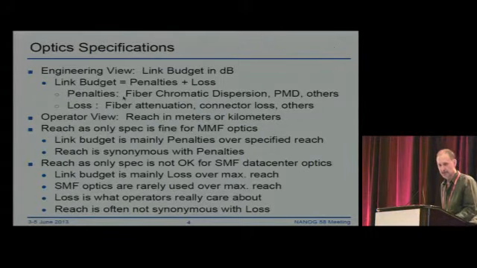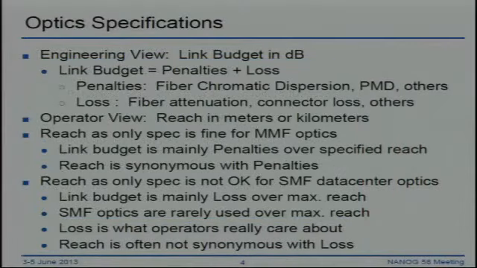One topic I'd like to touch on is optics specifications. The optics engineer view of the world is in dB, or link budget. The major components of link budget are penalties plus loss. Penalties are what it takes to overcome propagating light through the fiber. So you may have heard terms like chromatic dispersion, which is different propagation of light at different colors, polarization dispersion. There's many other penalties. So these are things that we work on very hard, and it's essentially the price we pay to have an optical link. Loss is essentially what's useful to you.